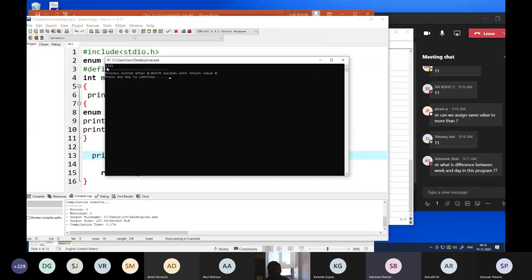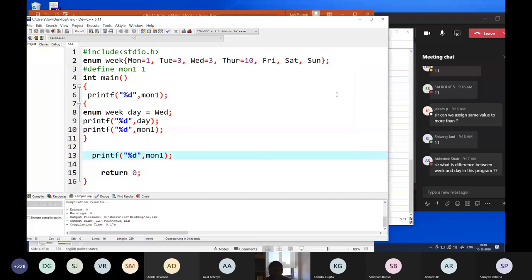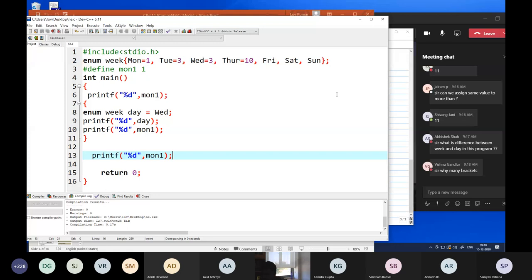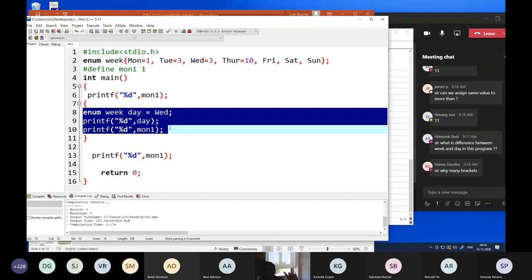You can see it is printing all the cases, it is printing the value. Now try to understand what the important point is. Assume you are writing one program, and you are going to use this weekday only inside some particular function, not throughout the program, but only inside this bracket. After the braces, you are not going to use this weekday.